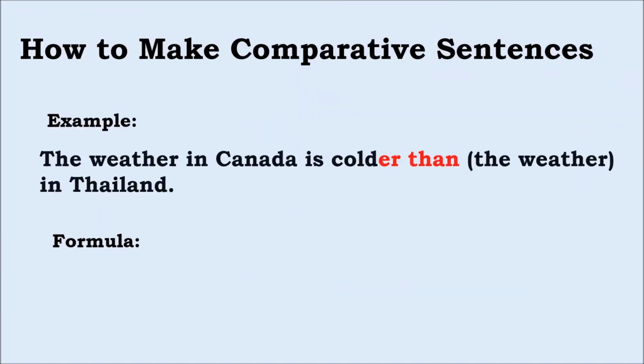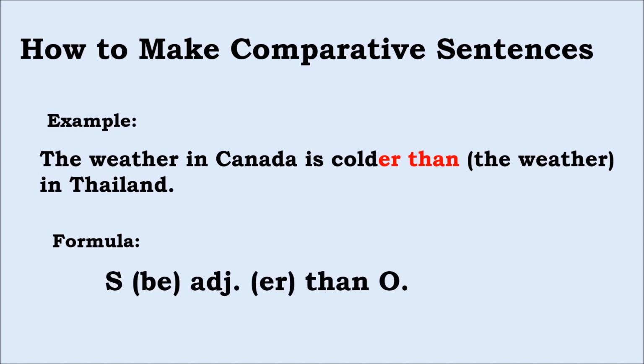Now let's take a look at the example and the formula for the example. The weather in Canada is colder than, here we have parentheses. Every time I have included parentheses, it means this phrase can be taken out of the sentence and the sentence still makes sense. For our formula, first the subject is the weather in Canada, with weather being uncountable and singular.